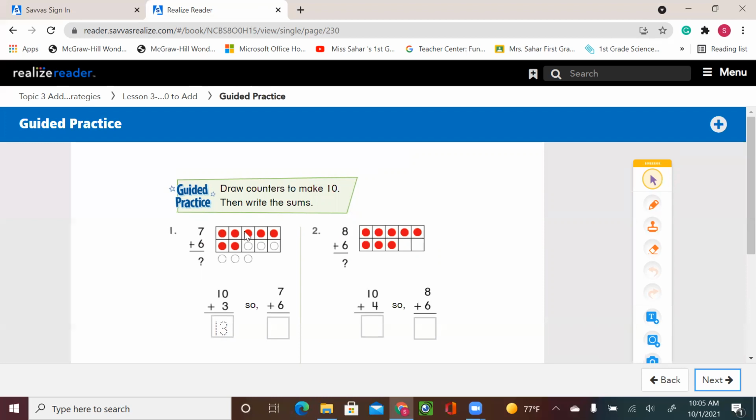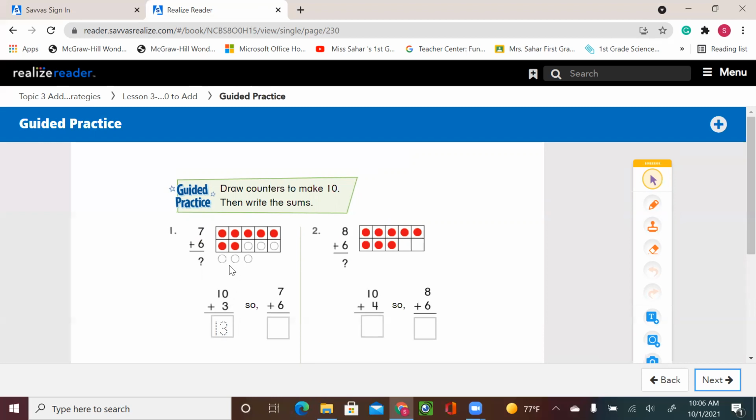So I put the 7 counters. 1, 2, 3, 4, 5, 6, 7. And then I have 6. If I have the 6 down here, I need to fill the 3 empty boxes in my 10 frame. So I'm going to move 3 counters from outside inside the 10 frame to fill it. So now I have 10, as you see. And how many outside? 3.